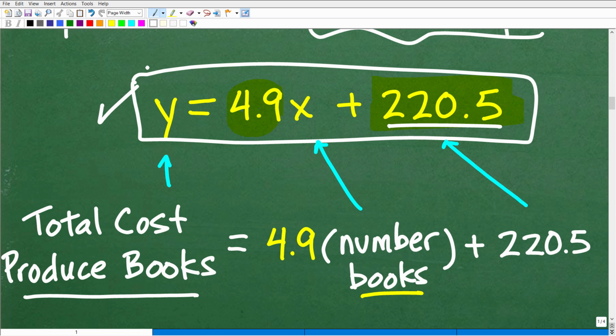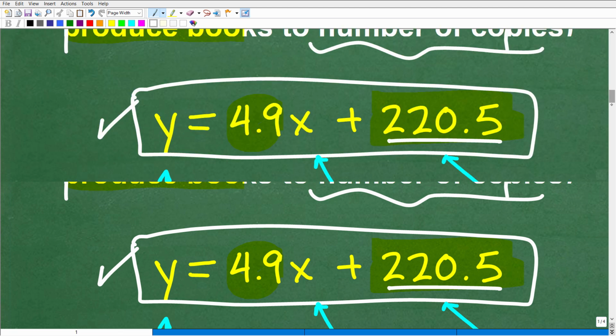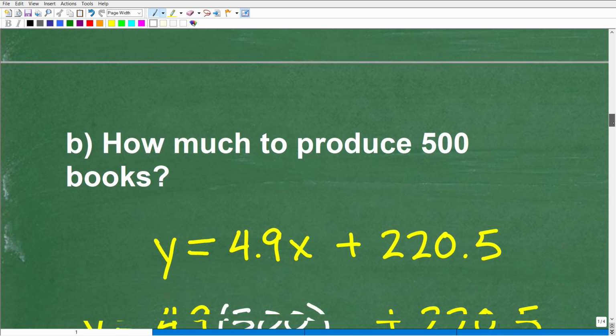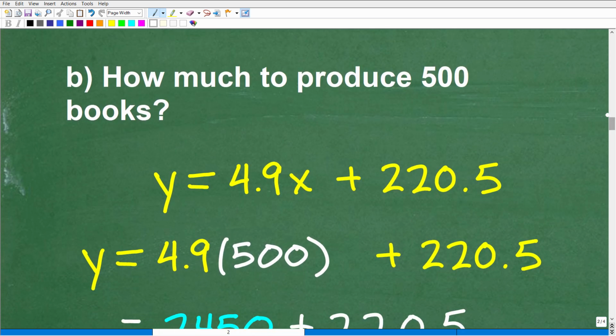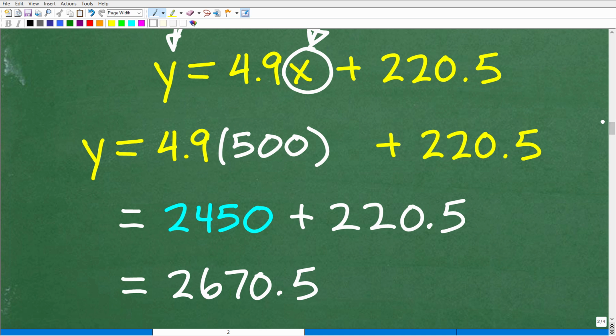Okay, now once we have our linear model here, our linear function, then we can answer the rest of these questions pretty easily. So let's move on to part B. Part B says how much to produce 500 books. Okay, so what's our input? Our input is going to be 500, right? And then when we plug in 500 for x into this linear function, it's going to give us our total cost. So it's pretty simple. This is how we use our linear model. So we're going to plug in 500. That's the number of books we want to order up and produce.